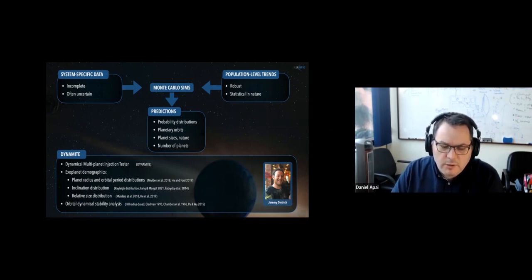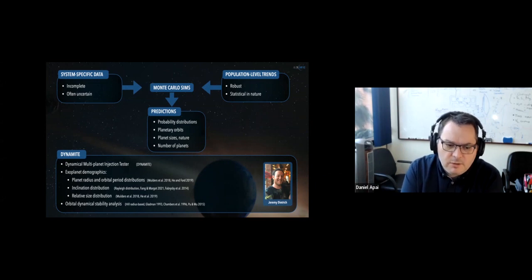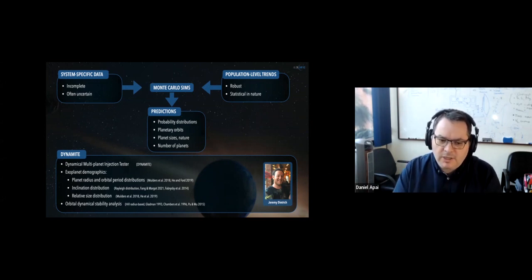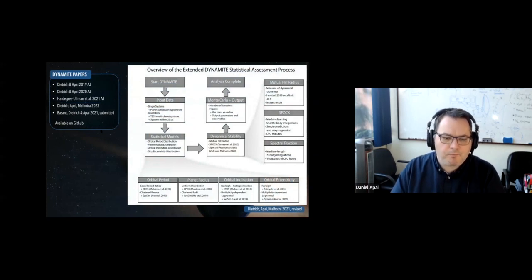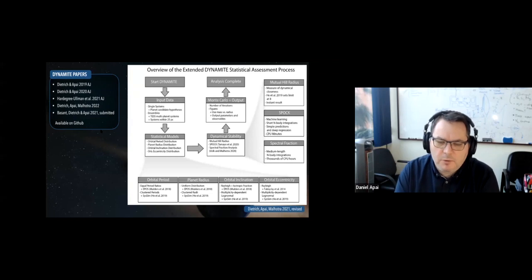So the tool, the framework that we developed for this is the Dynamical Multi-planet Injection Tester, which obviously is DYNAMITE. We use the specific demographics information that I mentioned before, including planet radius and orbital period distributions, inclination distribution, relative size distribution, to create populations of test planets. Then we can test for dynamical stability and then further analyze. So this has now been used in at least 4 or 5 refereed papers that are using DYNAMITE. Others are submitted, and more and more groups are using it.